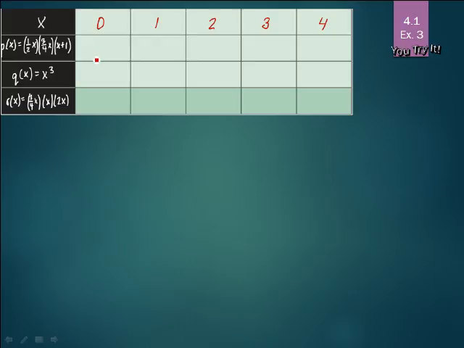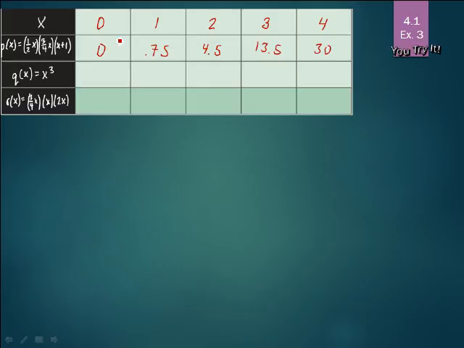So if we plug in 0, we get 0. For 1, we get 75 hundredths. For 2, we get 4.5. For 3, we get 13.5. And for 4, we get 30.